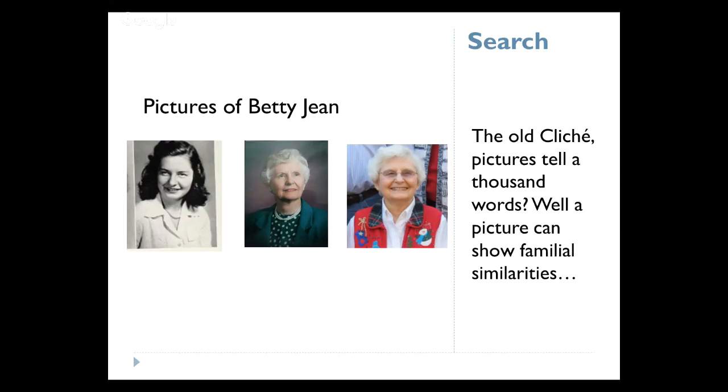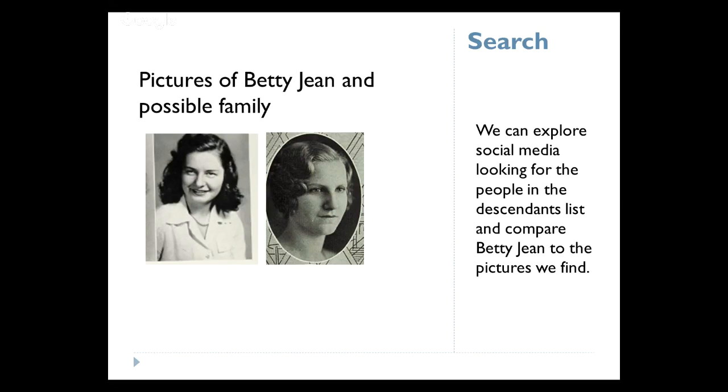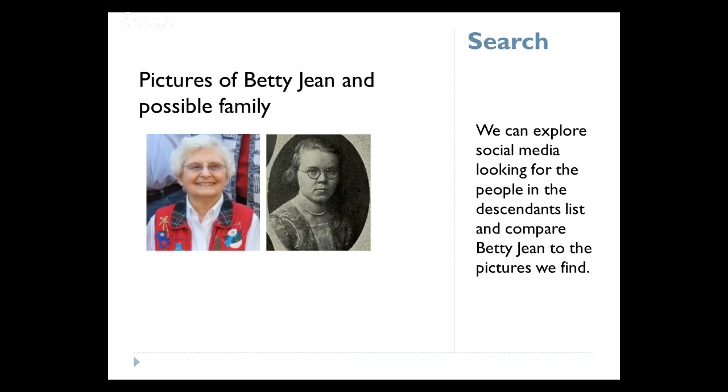And we started looking at some of the comparisons. These are Betty Jean at different ages. Betty Jean is a youngster, Betty Jean middle-aged, and Betty Jean is the wonderful person that she is today. Then we found pictures on Facebook of people, and we started comparing Betty Jean's different age pictures to the relevant age of the people that we found in Facebook and family tree posts. This one right here is absolutely uncanny. Betty Jean and this person, to my eyes, would be sisters. They look so alike.